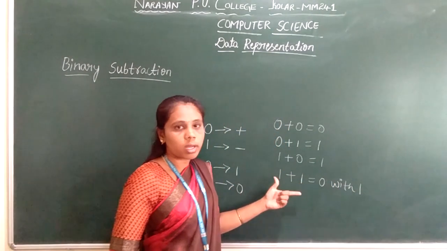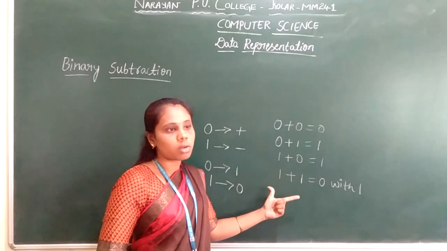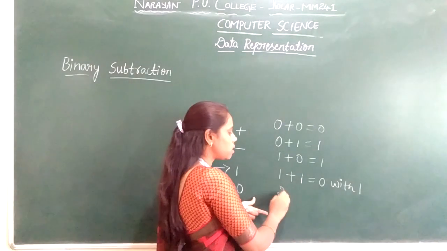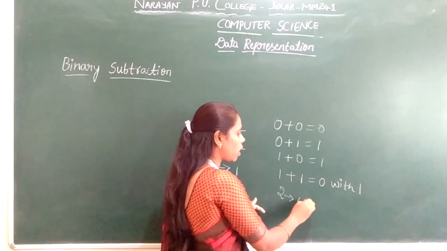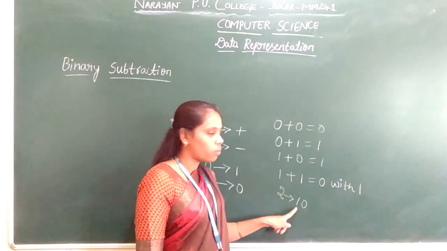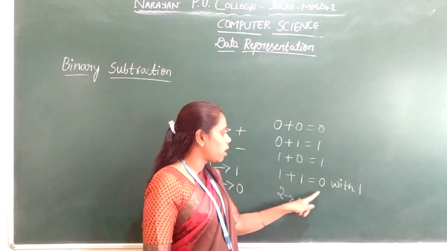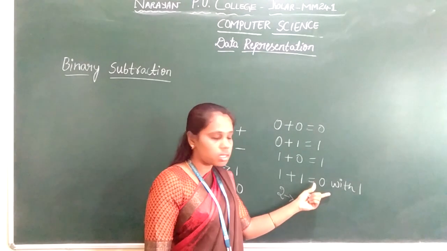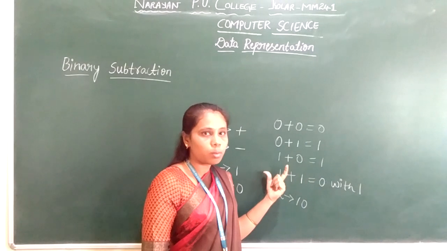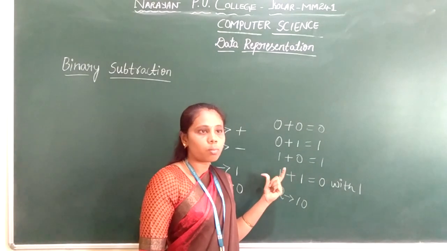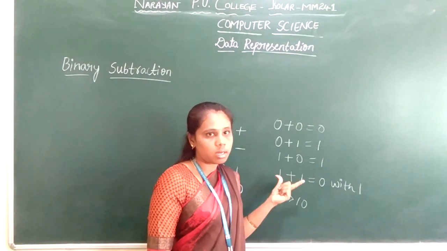See here, 1 plus 1 is 2, but in the binary system we cannot represent 2 as it is. For this we need to consider the binary value. The binary value of 2 is 1 0. When writing, we have to write only a single digit, so we write 0 here and 1 is carried to the next higher position. And we discussed a few problems based on binary addition.